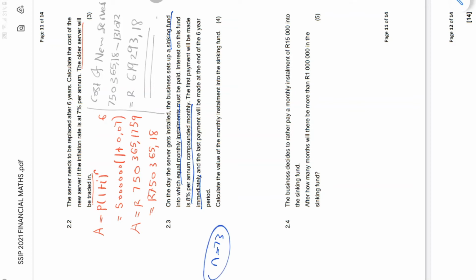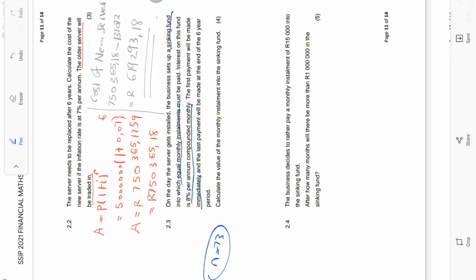Interest on this fund is 8% per annum compounded monthly. The first payment will be made immediately. Remember, immediately. And the last payment will be made at the end of the 6-year period. So at the end of the 6-year period, that means our n increases by 1. 6 times 12 gives you 72 plus 1. That means n will be 73. Hope you get that. Calculate the value of the monthly installment into the sinking fund.